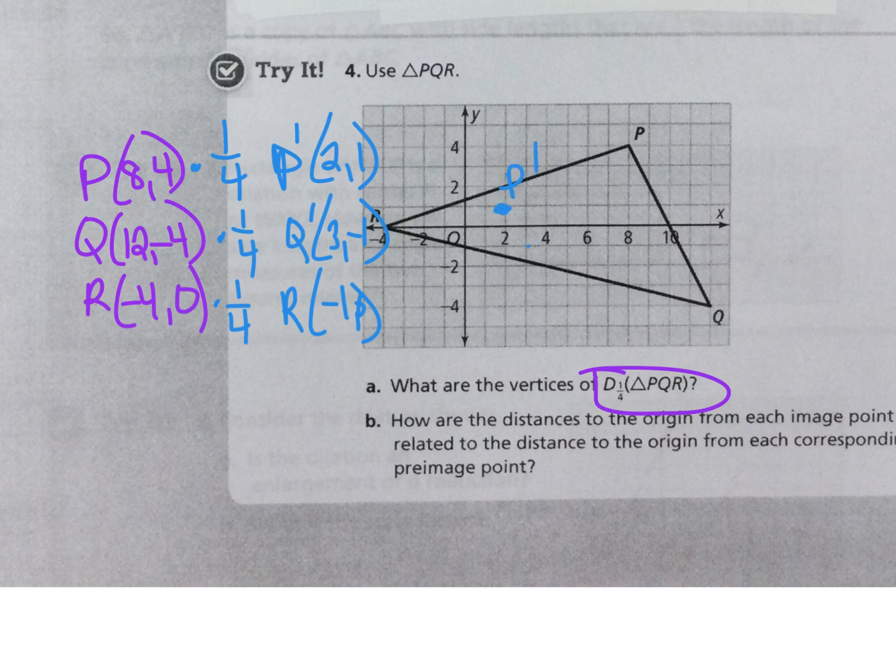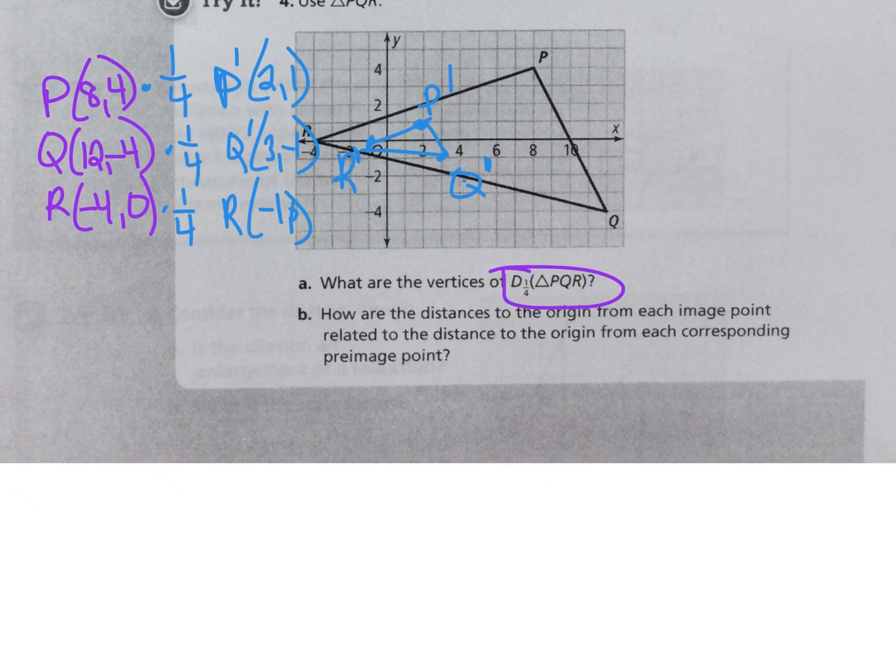And if I plot those, P, Q, and R, you can see it's 1/4 the size. And how are the distances to the origin from each point related to the distance? Well, it's reduced by 1/4.